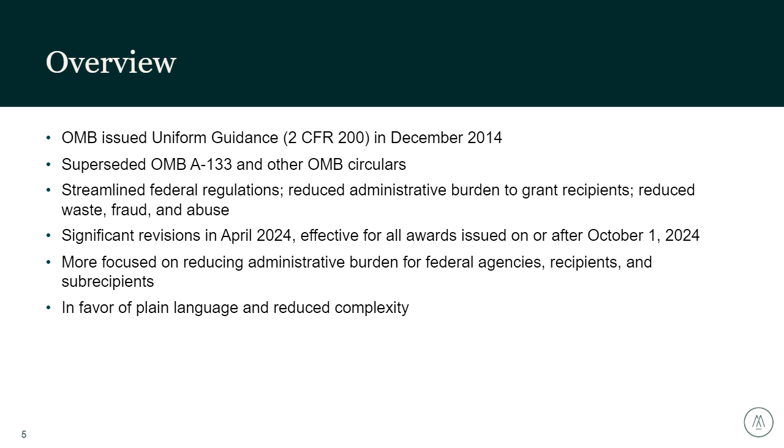What they did, the idea behind this was OMB wanted to streamline federal regulations, reduce administrative burden on both grant recipients and federal agencies, and their aim was to reduce waste, fraud, and abuse by doing these. Now, 10 years later, after trial and error in a lot of different ways, they issued significant revisions in April of 2024 to the Uniform Guidance.